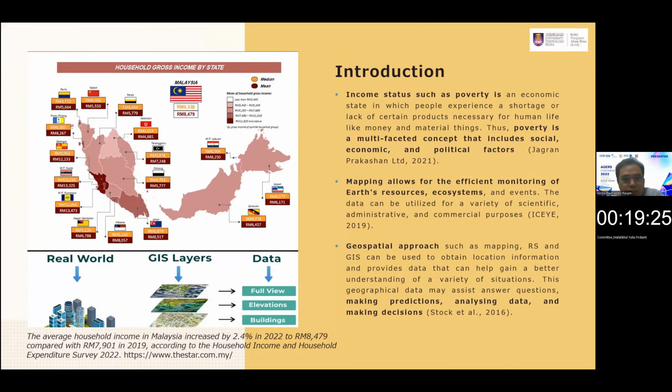Ladies and gentlemen, introduction. Why is income status very important, especially for Malaysia? Because income actually reflects the situation of the community, the people. We look at the figure, actually the map, most of the higher income states are located in Peninsula Malaysia compared to Sabah. Why? There are many methods to map it, but I believe that GIS and mapping can be used for better analysis, for prediction analysis and decision making. So this is very important for our agency to predict and also to plan systematically for our society.